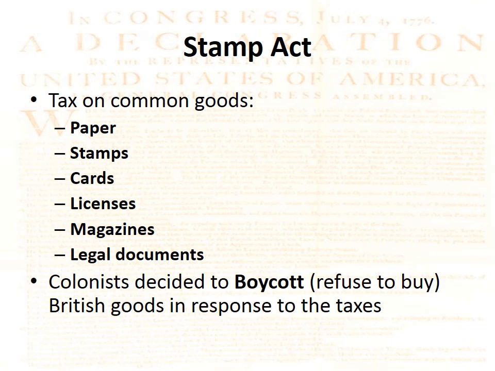Act came. This is a tax on common goods: paper, stamps, cards, licenses, magazines, legal documents. And if you think about living in the 1700s, you're thinking about not making emails and phone calls and texting, and not having a television, an iPad, and a laptop computer sitting in front of you at all times. And so this idea of taxing these common goods was really essential to the way of American life and the colonists' life at this point in time.